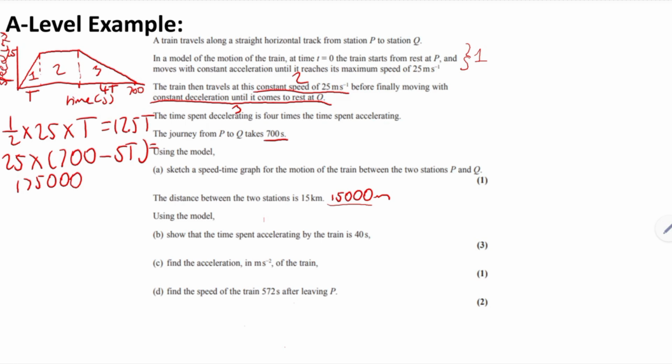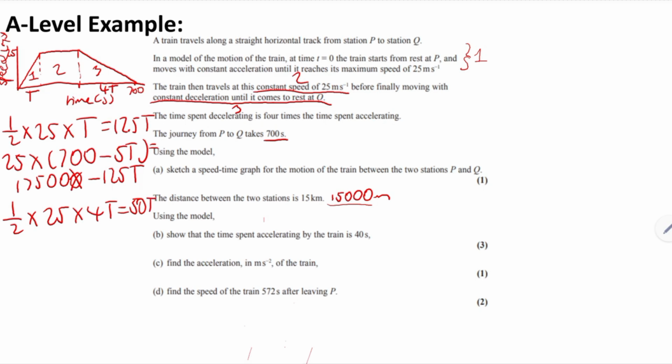Wait, that isn't that. I'll just cross that 0 out. 17,500 minus 125t. And for part 3, as it is a triangle, a half multiplied by 25 multiplied by 4t, and that will be 50t.